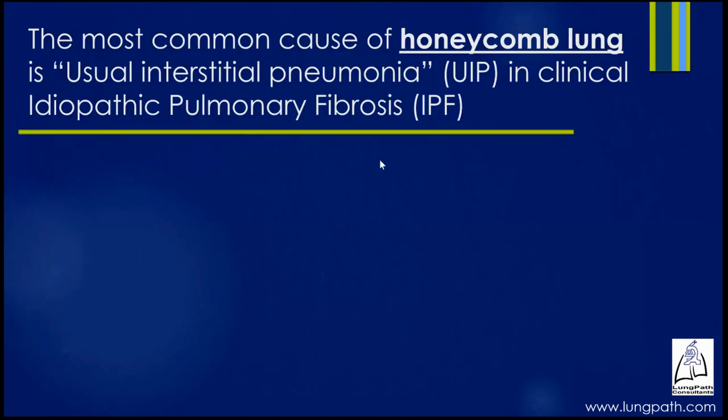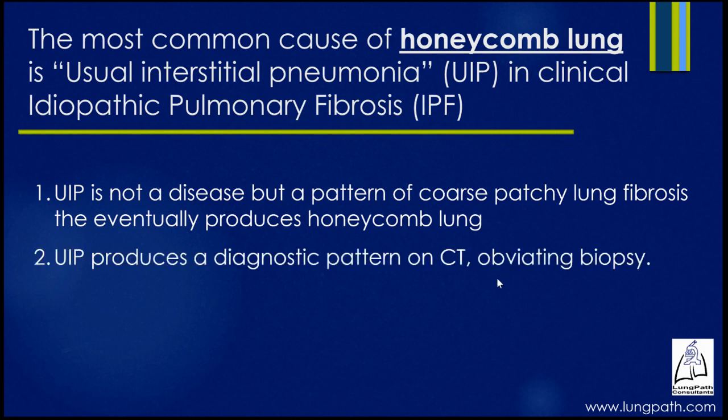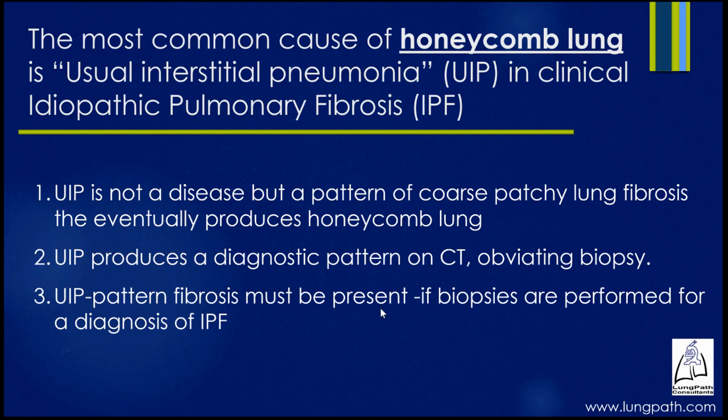The most common cause of honeycomb lung is what we call pathologically usual interstitial pneumonia, or UIP. And this, again, is the most common manifestation of idiopathic pulmonary fibrosis in patients. UIP is not a disease, but a pattern of coarse, patchy fibrosis that eventually produces honeycomb lung. UIP produces a diagnostic pattern on CT in many cases, obviating the need for biopsy. If biopsies are performed, a UIP pattern must be present for the clinician to make a diagnosis of idiopathic pulmonary fibrosis.